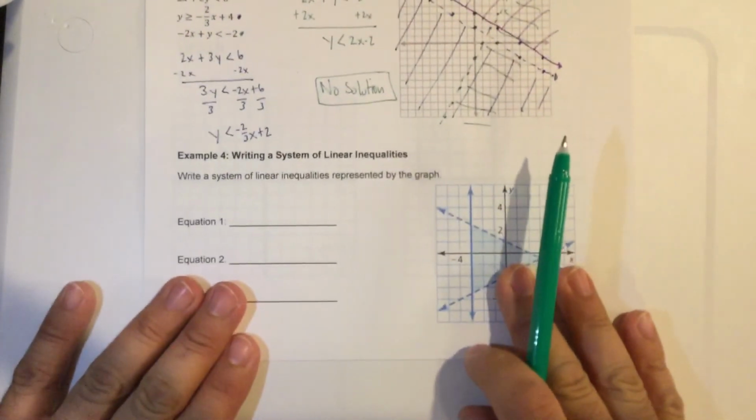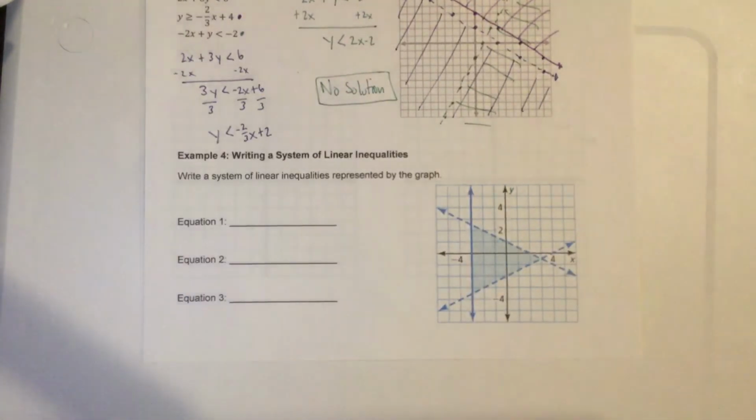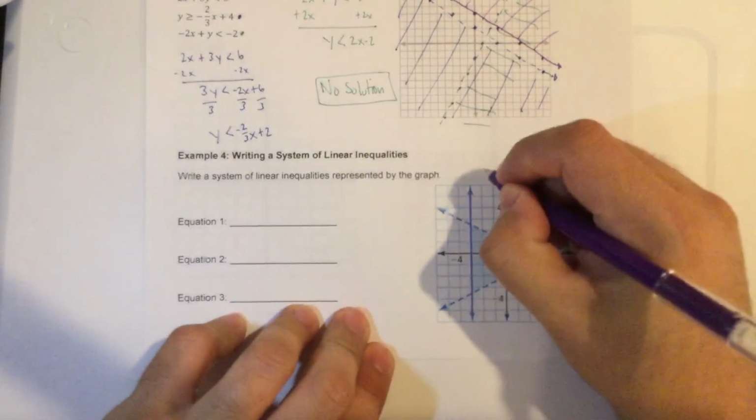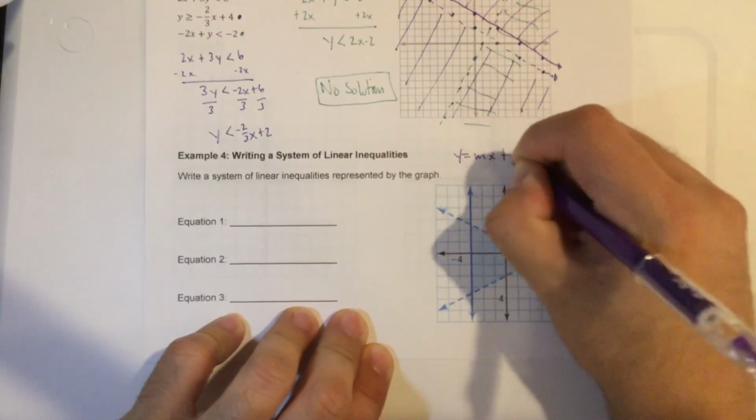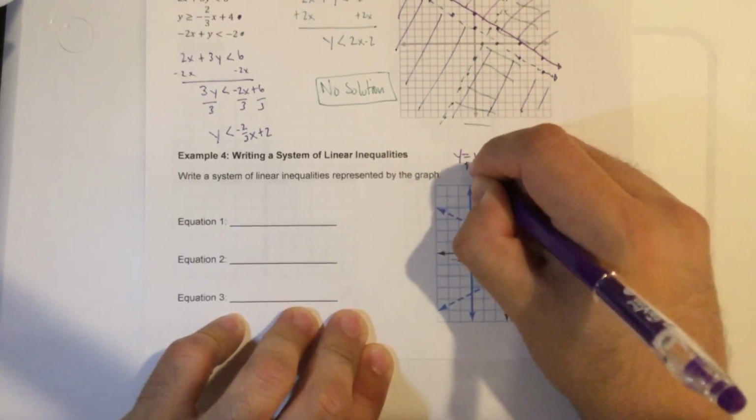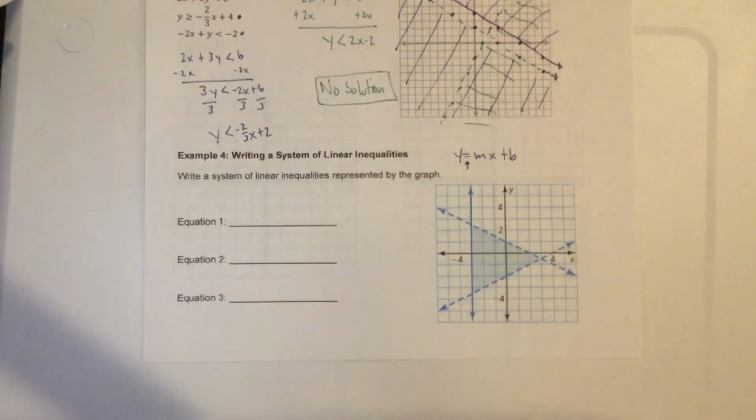All right, last we're going to write a system of linear inequalities based off of this graph. So what I'm going to do is start with the form y equals mx plus b, and then I'm going to change this inequality symbol to either greater than, less than, greater than or equal to, less than or equal to, based on the graph.